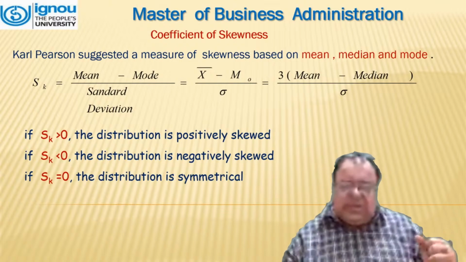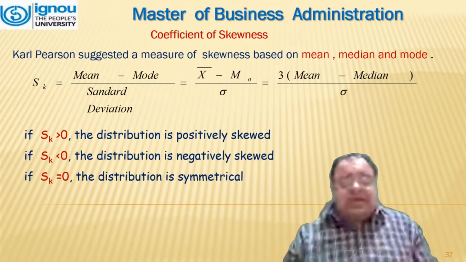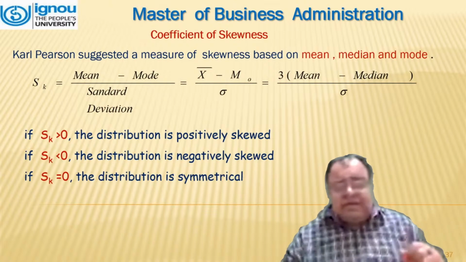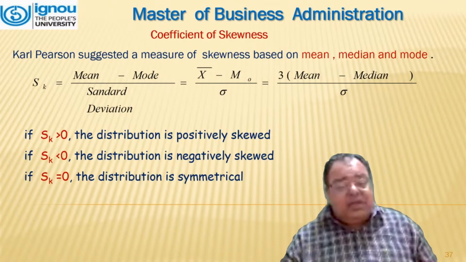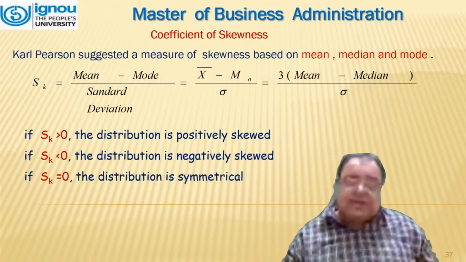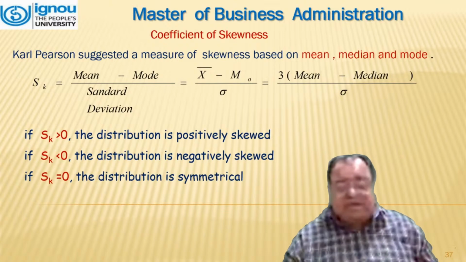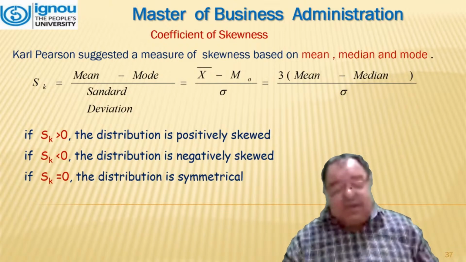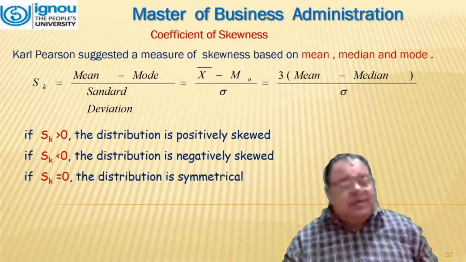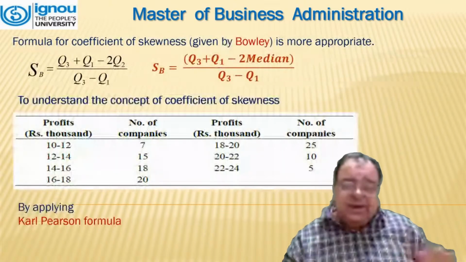Now how interpretation is done: if SK is greater than 0, that distribution is positively skewed. If SK is less than 0, the distribution is negatively skewed. And if SK is equal to 0, it is symmetrical. In that case, all the three values are same. That is, mean, mode, median are same.